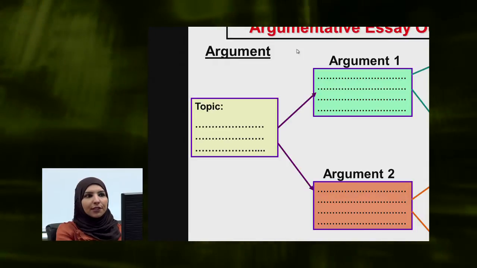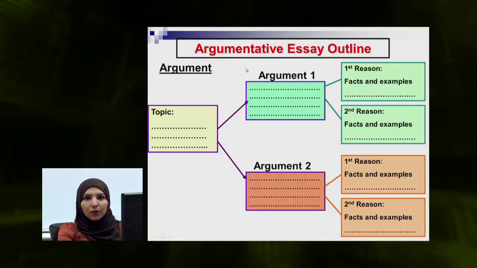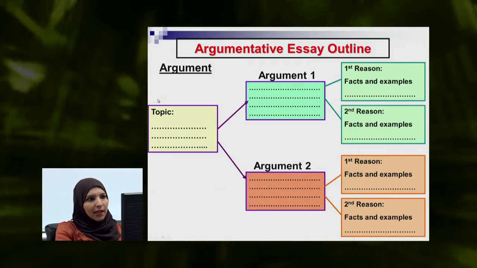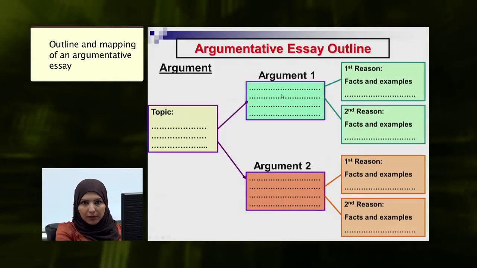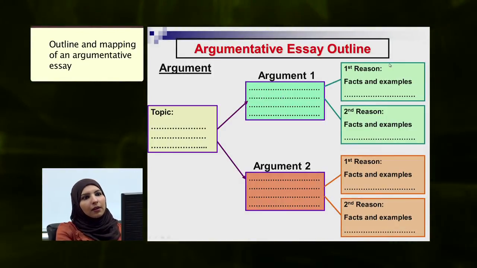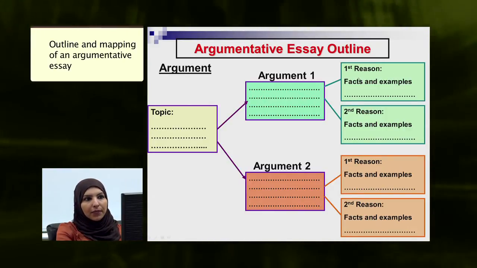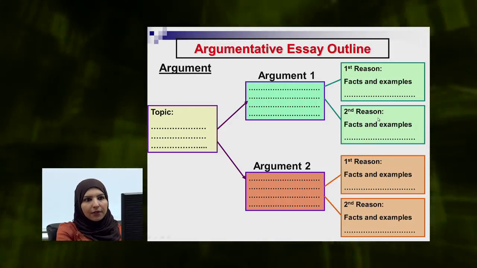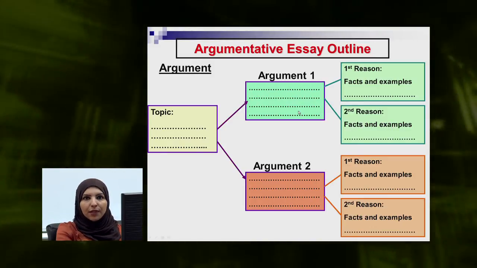Now, let's talk about the argumentative essay outline. Let's have a look at this one. In the argumentative essay outline, you should write about your topic, and then you move to write about the first argument, and after that you write about your first reason, facts and examples related to the first argument, plus the second reason, facts and examples, in order to support the first argument too.